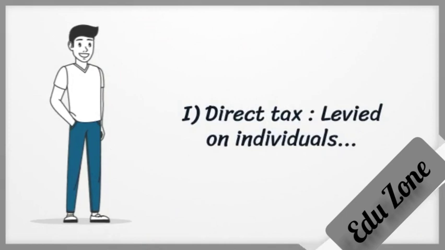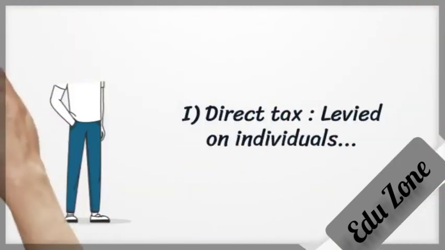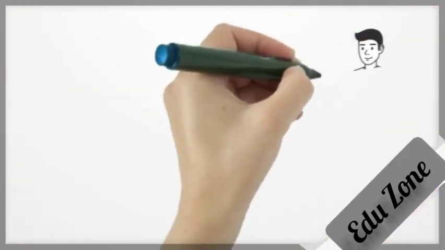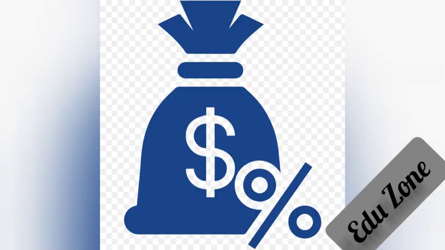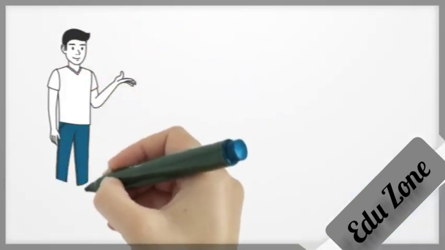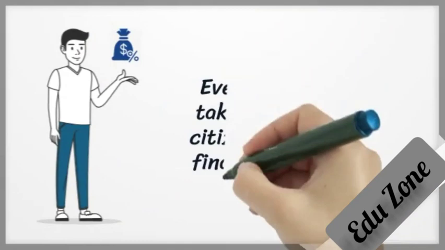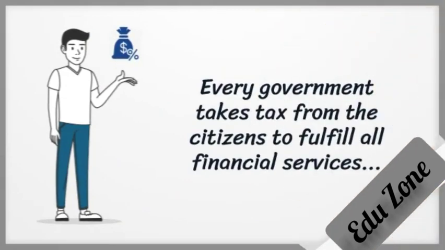For example, take your father. Suppose he is a government employee and his income is much more than 1 lakh. When his income comes, he must pay income tax, isn't it? Everyone whose income is high pays income tax. So this tax paid by an individual or organization from his or her income is known as direct tax. They include income tax and corporate tax. You can note it down.